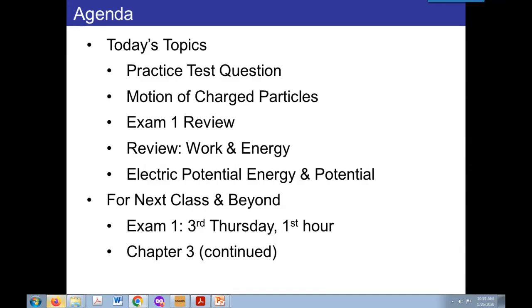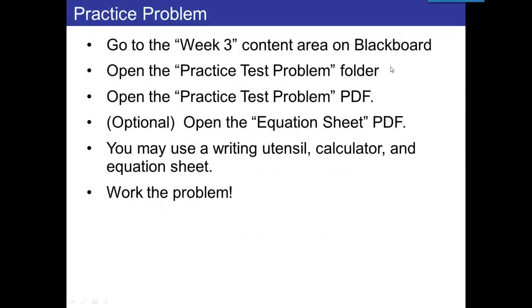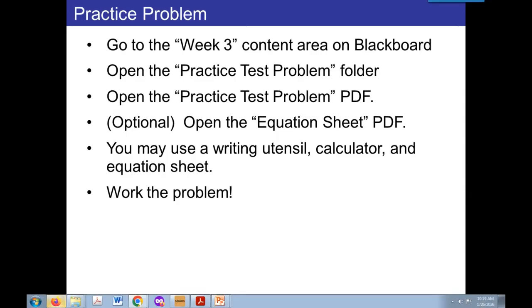Okay, well, let's go ahead and get started on this practice test question then. So here's what I'd like you to do. If you go to Blackboard here and the week 3 content area, then you will see a folder that has opened up called the practice test problem folder. And in that folder, there is a document called practice test problem.